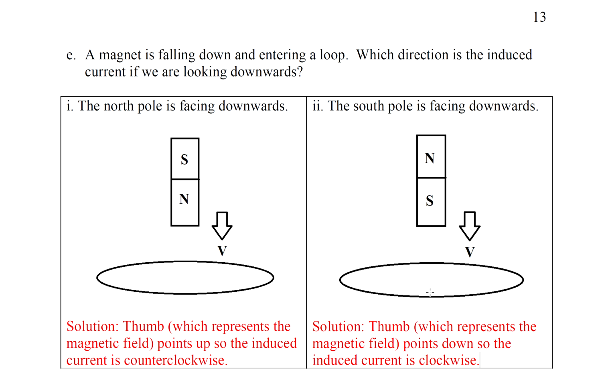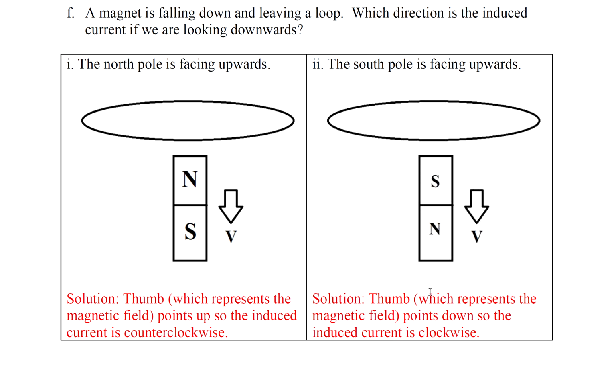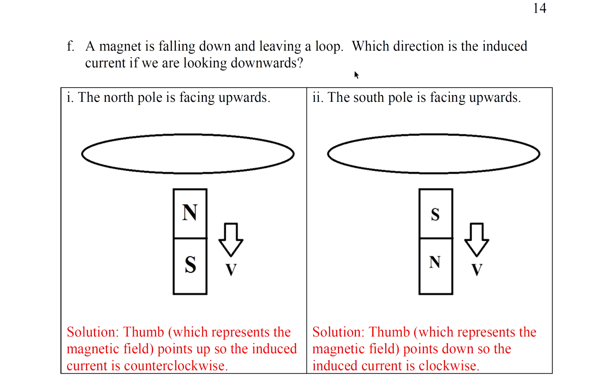Now, could you guess what part F is going to look like? In part F, the magnet already goes past the loop. A magnet is falling down and leaving a loop. Which direction is the induced current if we are looking downwards?